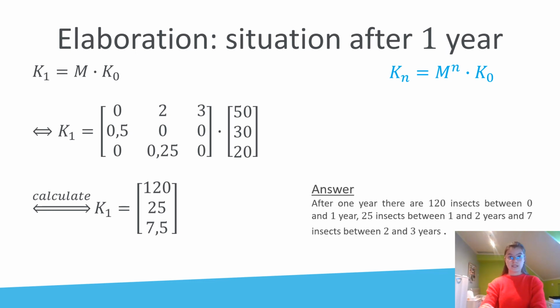We formulate an answer sentence. After 1 year, there are 120 insects between 0 and 1 year, 25 insects between 1 and 2 years, and 7 insects between 2 and 3 years. Take a look at the way we finish here. With insects, animals, or people, we never round up, but down. We have 7.5 in the third category. But this is of course not possible. We cannot have a half insect, so we round to 7 here.